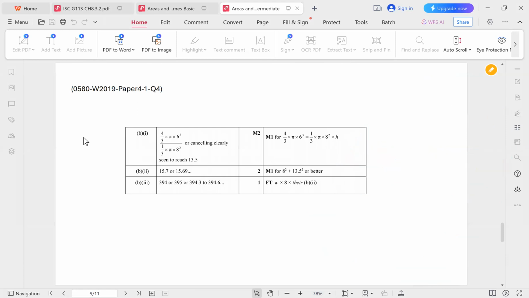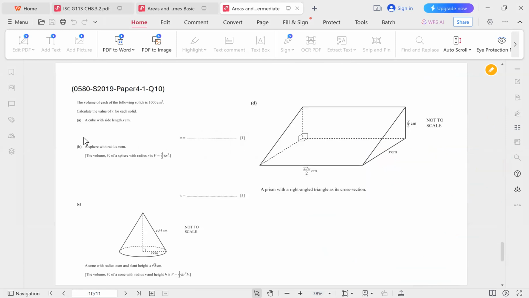Moving on to the final question in this video. The volume of each of the following solids is 1,000 centimeters cubed. Calculate the value of X for each solid. So this is a multi-layered question, but all of the solids here have the same condition, which is that the volume is equal to 1,000.